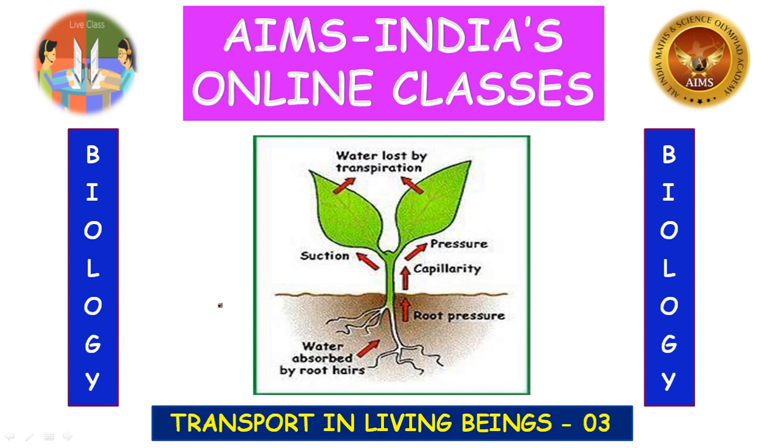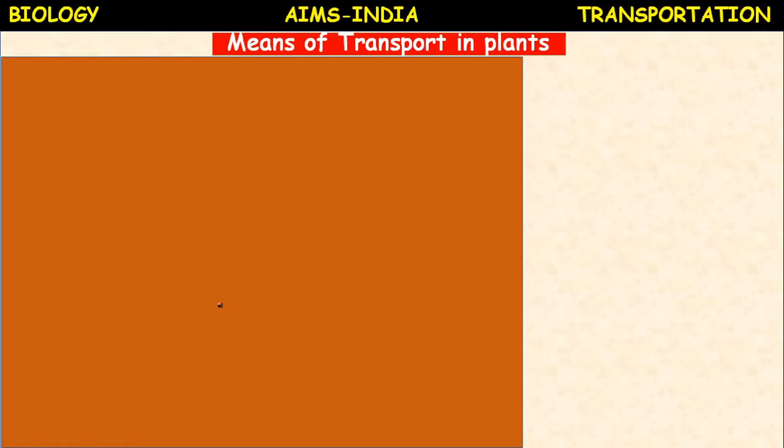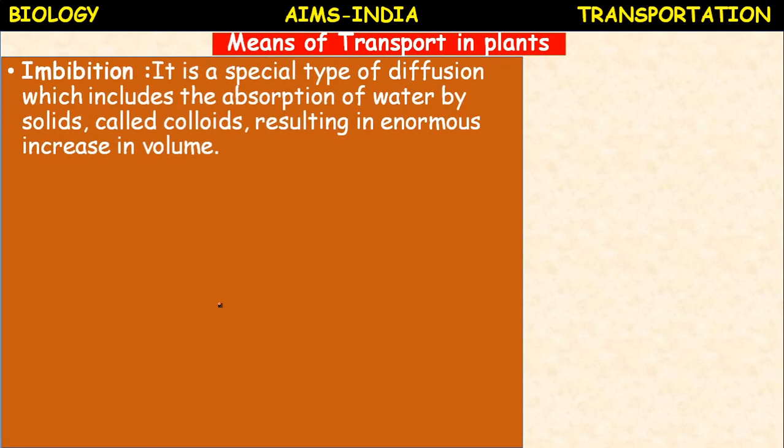Now we are discussing absorption of water, how water is absorbed by plants. Among the means of transport, the next important concept is imbibition. In the absorption of water, there are two pathways of water passage from the root hairs to the xylem inside the root, that we will discuss in the next slide, that is apoplast and symplast. But before that, let us know the phenomenon of imbibition.